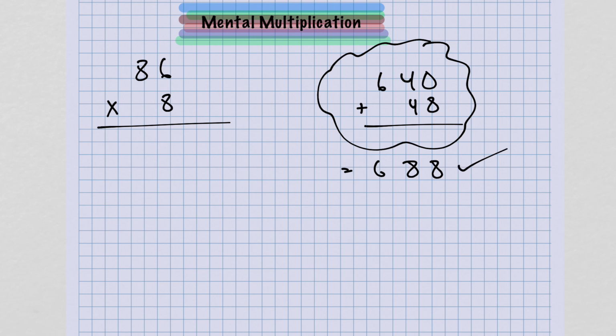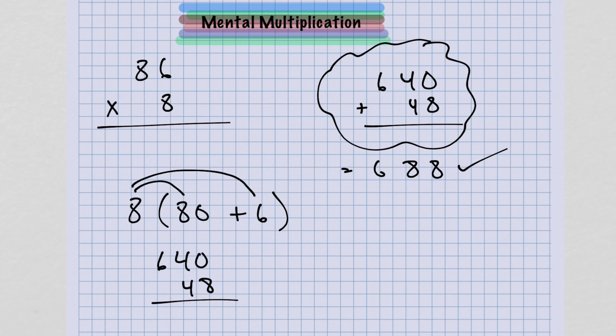Let's see what if we use the distribution method. It would look like this. 8 times 80 plus 6. 8 times 80, that's 640. 8 times 6, that's 48. Add those together, 688. So you try these techniques out, learn distribution, learn about number splitting. I take this number 86, I split it up between 80 and 6. That's just number splitting. Makes your arithmetic a lot easier, especially doing mental arithmetic.